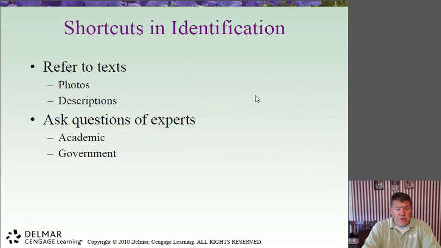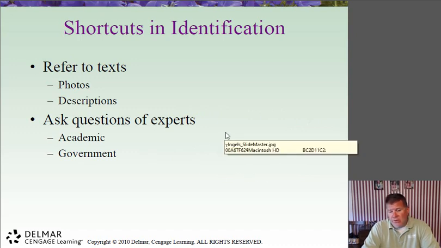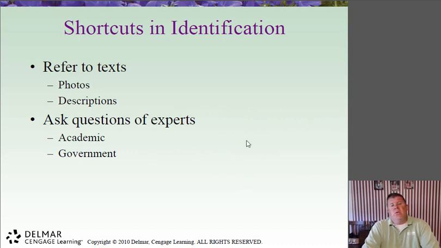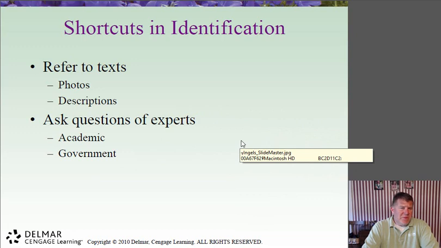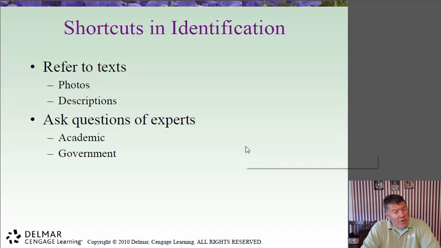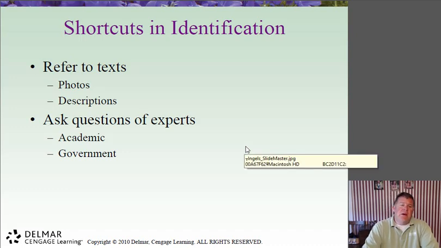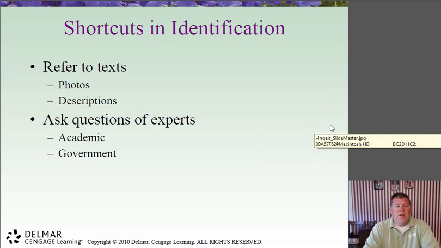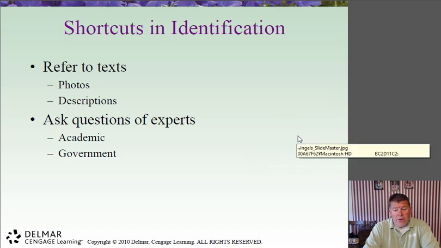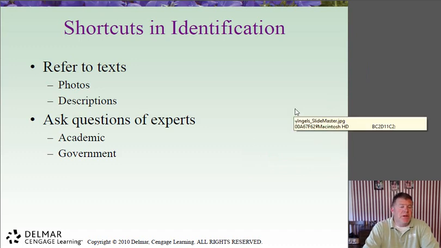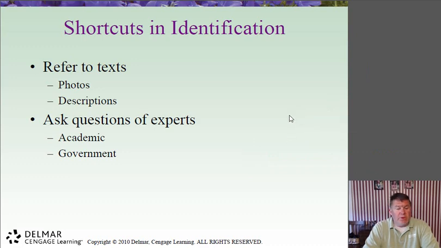Shortcuts to identification: always refer to your textbooks, photos, and descriptions, or you can ask questions of experts, academic or government, especially your ag extension agents. The one thing I do want to let you know is that sometimes if you take one leaf to a so-called expert, it's going to be hard for them to identify. They need to actually see the plant, or at least cut a little portion out so they can see multiple leaves and part of the twigs. Take a picture and a sample to show the expert.